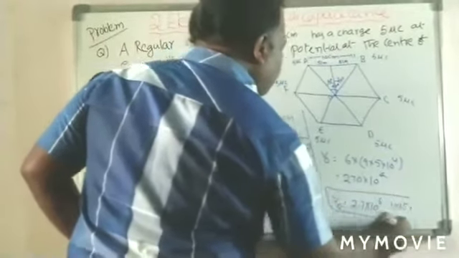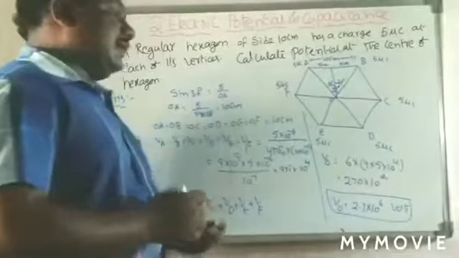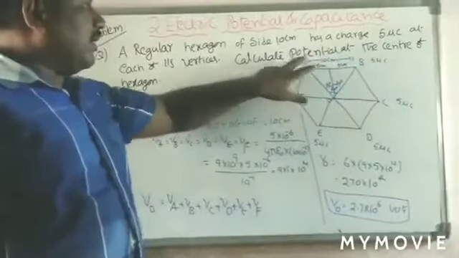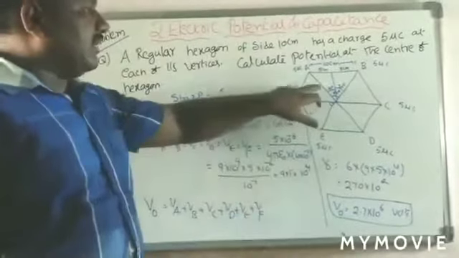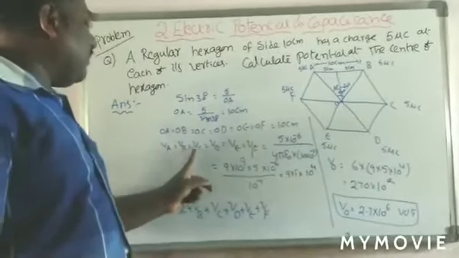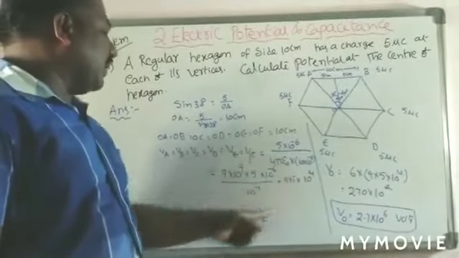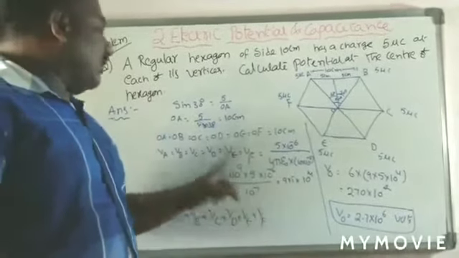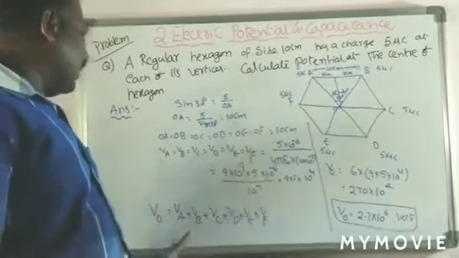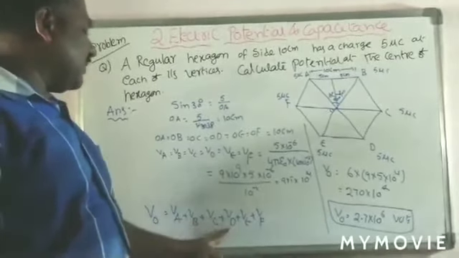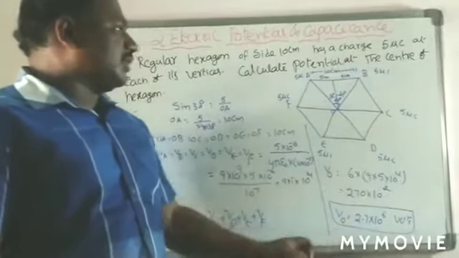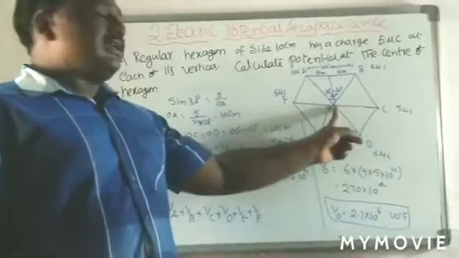See the problem once again. I take the hexagon, 6 sides. All are equal charges and all the distances will be the same. So I can take VA, VB, VC, VD, VE and VF all as the same. Now by adding all these, we have these 6 potentials added. Total is VA plus VB plus VC plus VD plus VE plus VF. This value into 6 is the potential at the center.